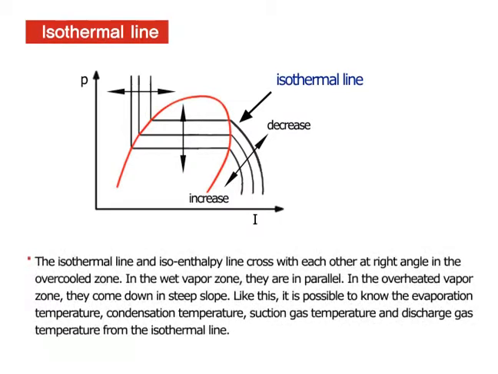The isothermal line and the isoenthalpy line cross with each other at right angles in the overcooled zone. In the wet vapor zone, they are parallel. In the overheated vapor zone, they come down in a steep slope. Like this, it is possible to know the evaporation temperature, condensation temperature, suction gas temperature, and discharge gas temperature from the isothermal line.